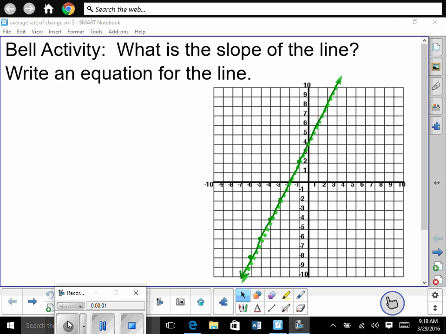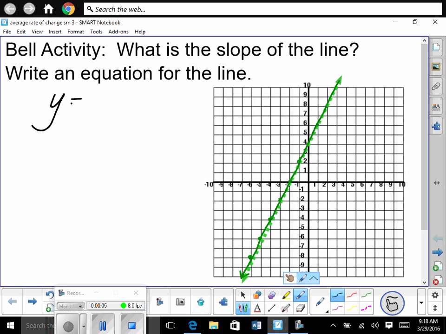Write an equation for the line. So lines have the form y equals mx plus b, where m is the slope and b is the y-intercept. Before I determine the slope, I'm just going to go with writing the equation of the line because then it's easy. So our y-intercept, where it's crossing the y-axis, is crossing at 4, correct? Positive 4, so it's a plus 4.